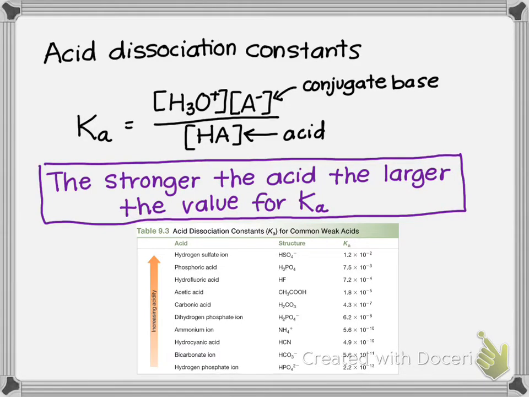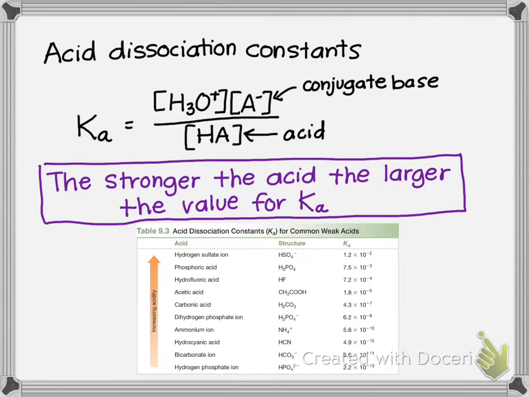When we talk about strong and weak acids, we're talking about how much the acid dissociates in water. Now, in water, all strong acids are equal because they dissociate 100%. But when it comes to weak acids, they partially ionize. So some of them will ionize or dissociate more than others.